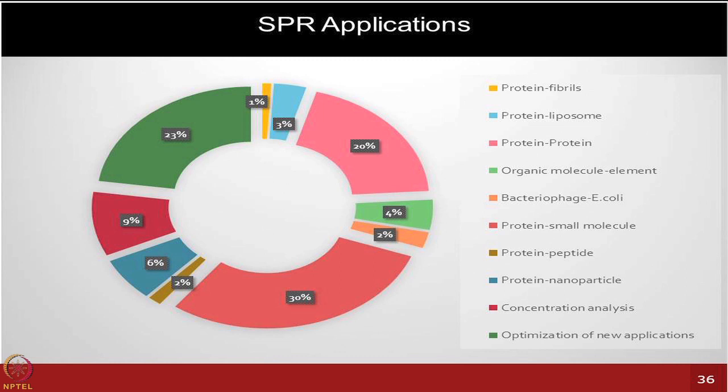And one interesting experiment came when somebody wanted to print bacteriophage virus on the chip and test with E. coli whether that binding can be seen or not. So all kinds of thoughts you can have about what you want to measure on the SPR, and of course popular ones include proteins, peptides, nanoparticles, concentration analysis, something for which we developed a new assay, and optimization of many new applications. So that's the ongoing work.